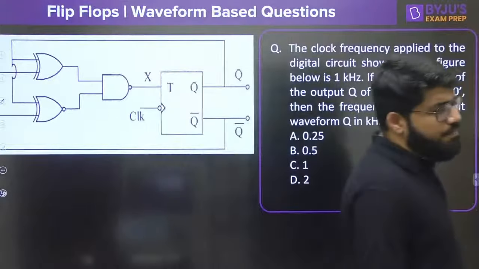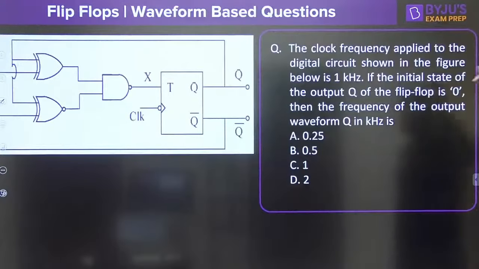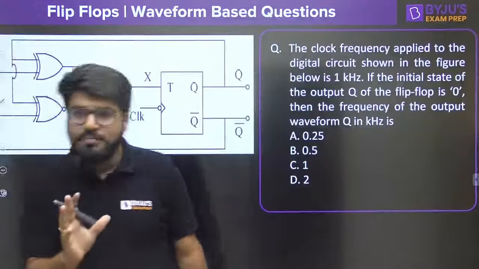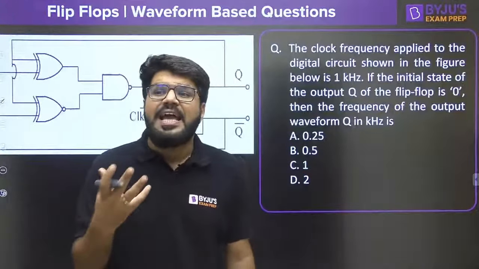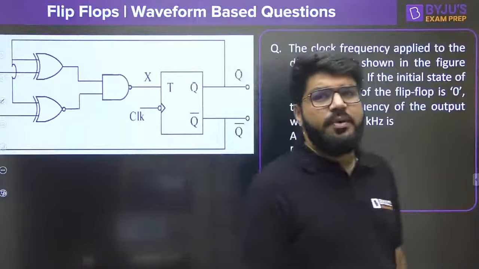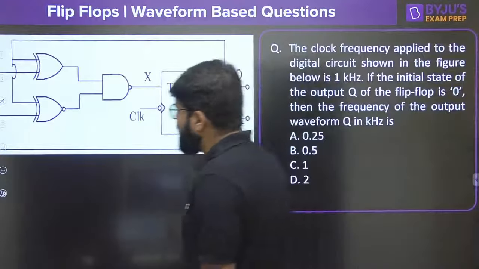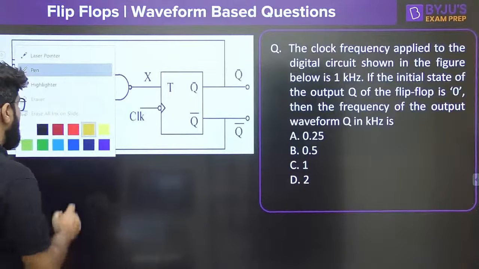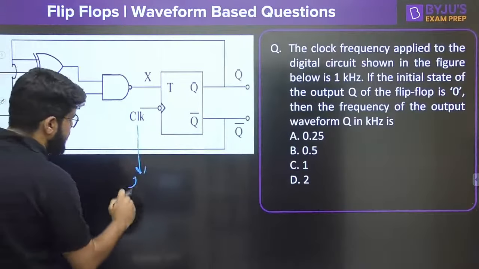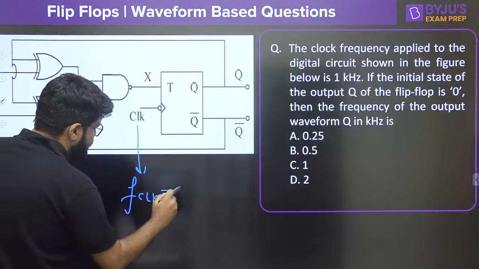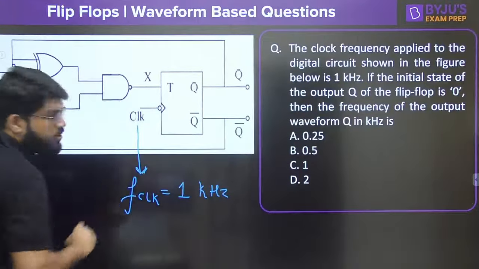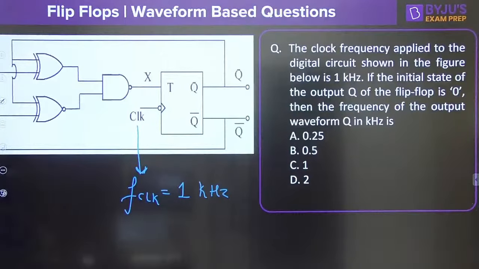The clock frequency applied to the digital circuit shown in the figure below is 1 kilohertz. Now let us talk in terms of waveform as well as timings, right? There is a clock whose frequency is given to you, that is 1 kilohertz.